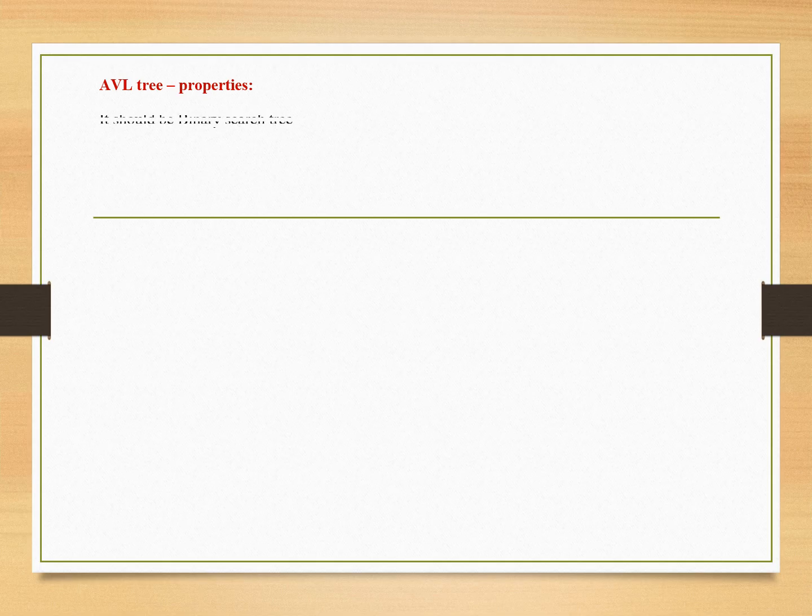Here are some properties of an AVL tree. As I already said, it should be a binary search tree, so all the properties of the binary search tree are applicable for an AVL tree. What are the properties of a binary search tree? The left child should always be lesser than the root and the right should always be greater than the root. The same property holds here also. Apart from that, you have a special feature called balancing factor to get a height balanced tree.